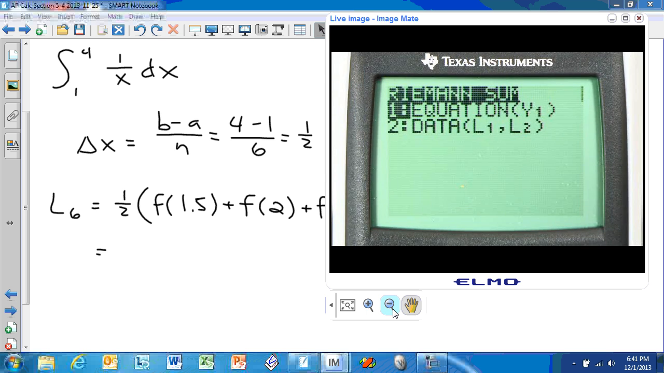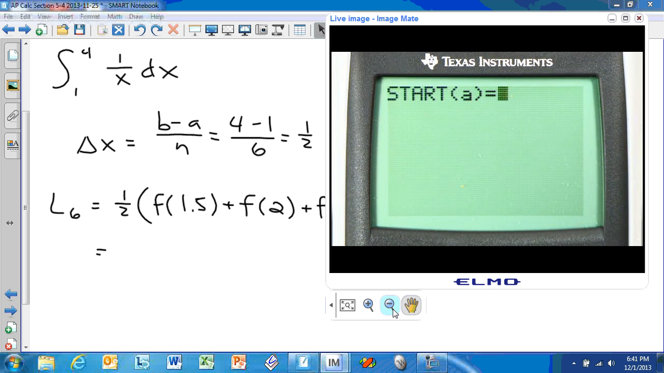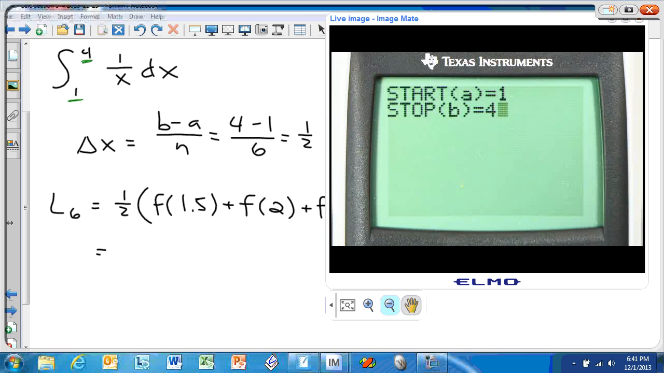Obviously, if I had just a set of data, I could put the x values in list 1 and the y values in list 2, and I could choose the second option. But we're going to run an equation here. It's in y1. I'm starting at 1, and I'm ending at 4. Notice that you use the endpoints of your original definite integral. So I'm going from 1 to 4. Don't use the values that I put into my formula, 1.5 all the way up to 4. That will give you obviously a different result.